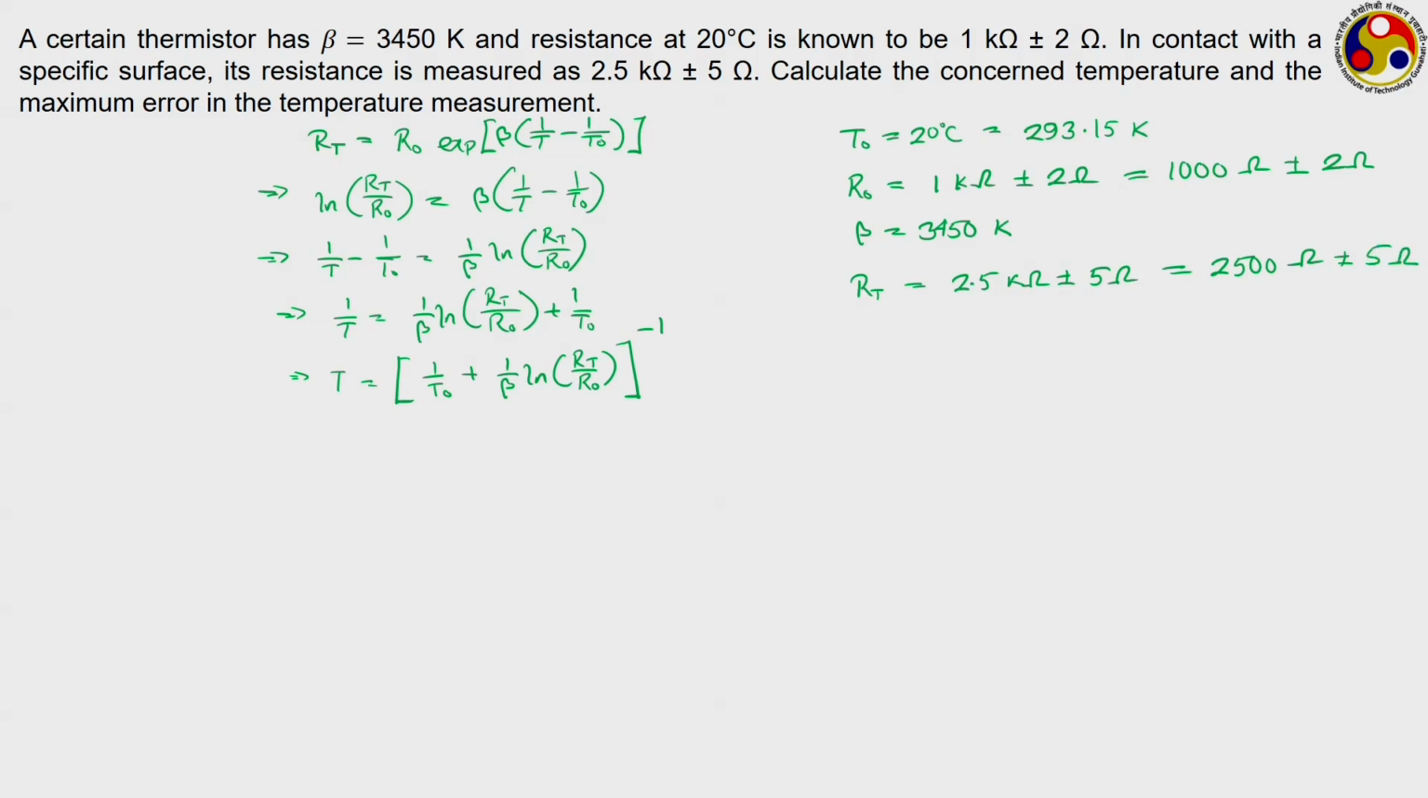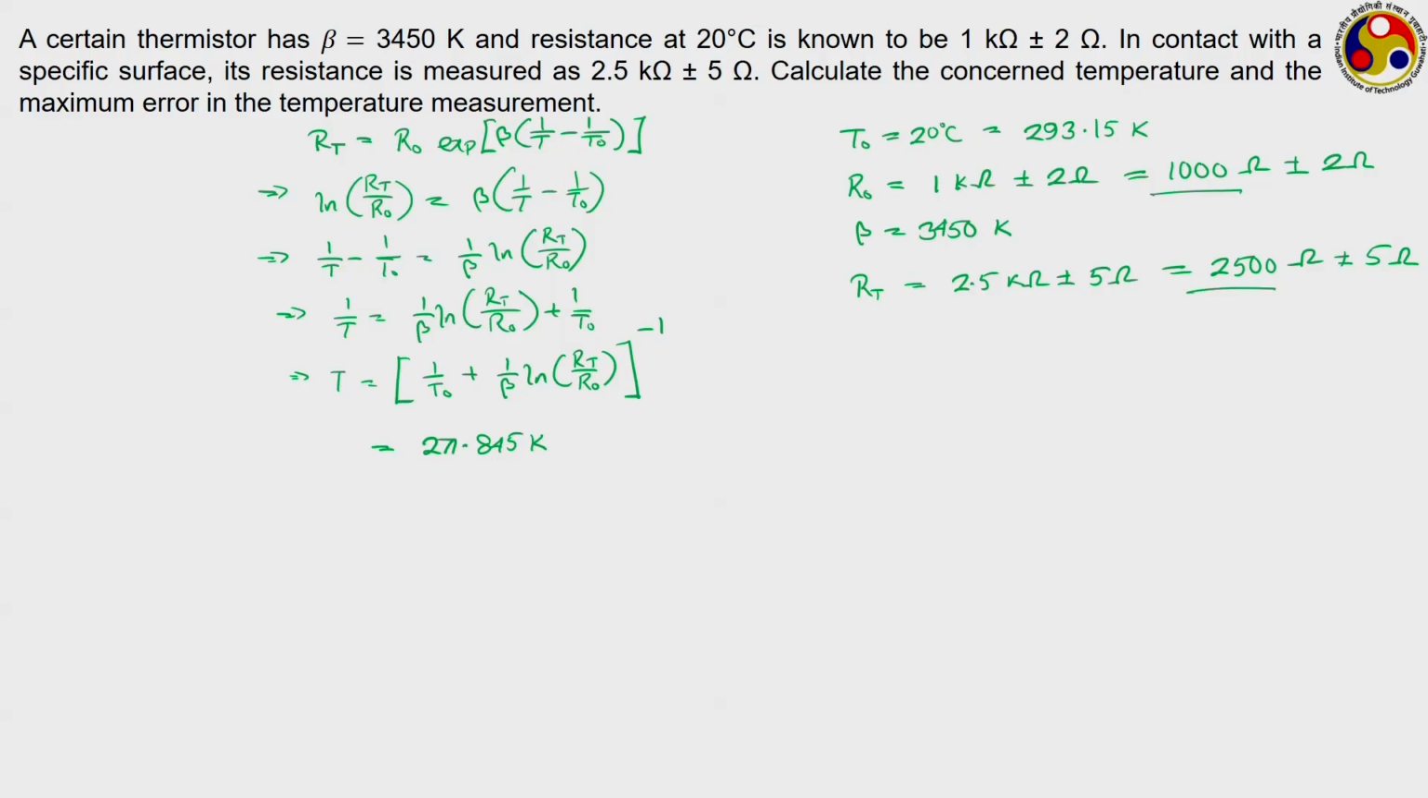To find the nominal value of the temperature, we have to put the nominal values here, that is R naught equal to 1000 ohm and RT equal to 2.5 kilo ohm or 2500 ohm in this particular relation, and if we put that, the value of the temperature is going to come as 271.845 Kelvin. Remember here T naught is used in Kelvin, beta is given, and for RT and R naught we have used their nominal values, because we have to calculate the nominal value of the temperature.